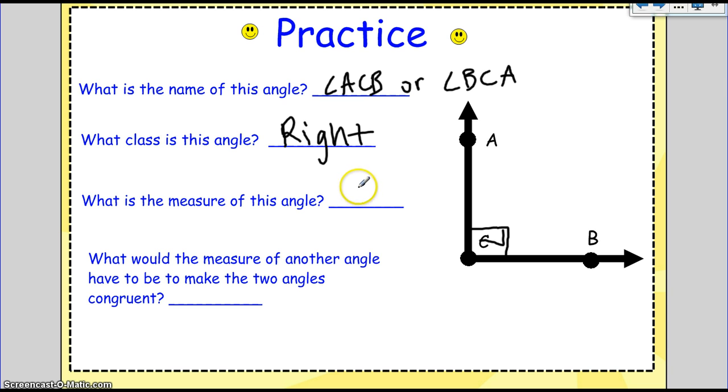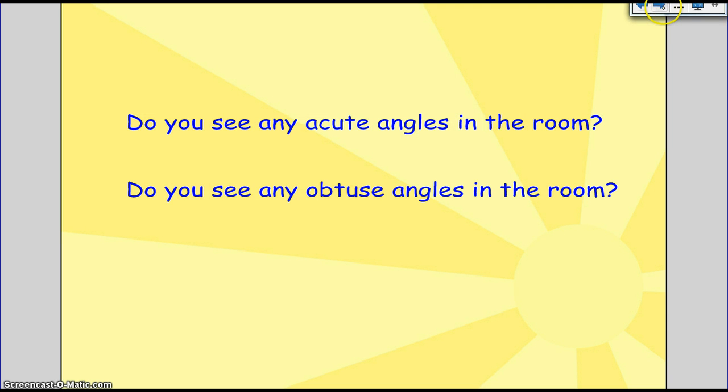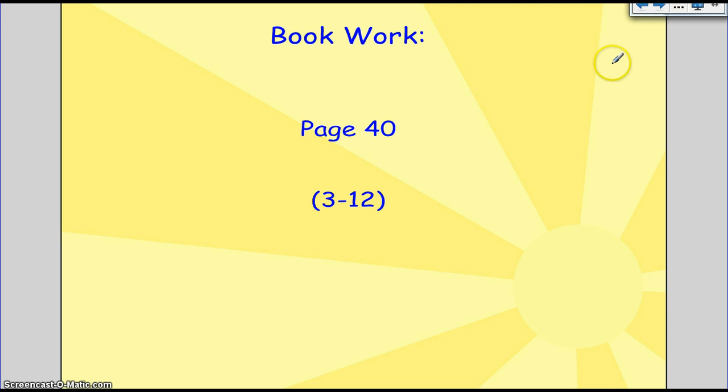The measure of a right angle is 90 degrees, and the measure of another angle to make it congruent with this angle, congruent means the same measure, which is 90 degrees. Okay? And there's your bookwork.